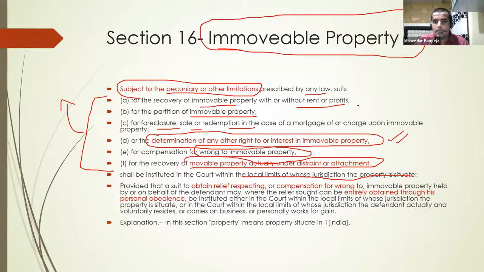Now see, I understand the word recovery of immovable property. I understand the word partition. In the cases of partition where the immovable property is situated, that is also fair enough. I understand the cases relating to mortgage, which is sale, redemption, or foreclosure. But what is the meaning of determination of any other right? Now this is a residuary provision. It says that any other right involving immovable property. So any guesses, what are the other rights which involve immovable property other than these?